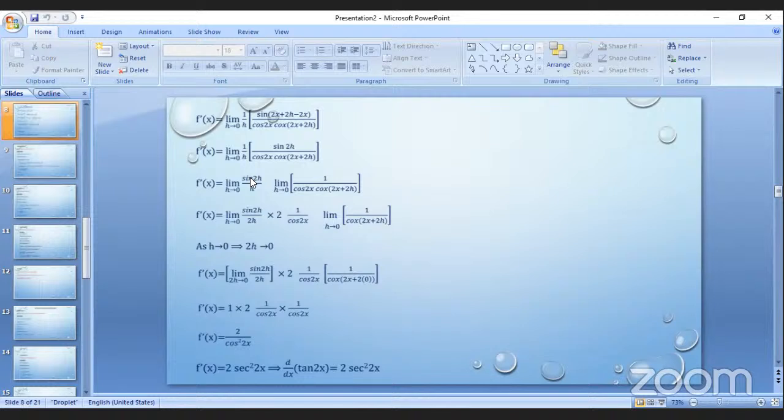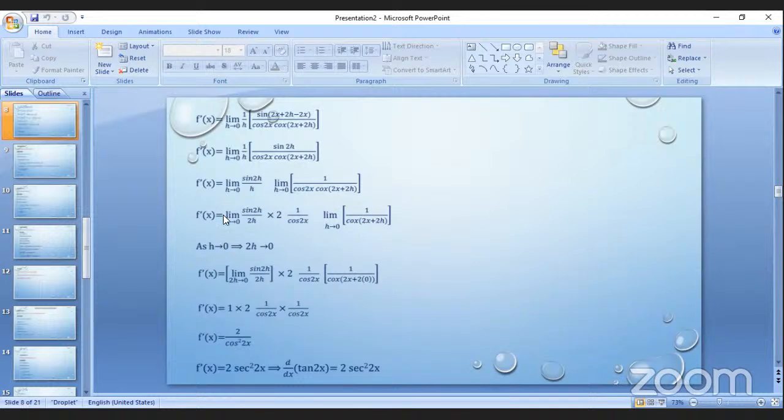Using the property of limits, limit x tends to 0, f(x) into g(x) equals limit x tends to 0 f(x) into limit x tends to 0 g(x). So here, limit h tends to 0, sin 2h by h into limit h tends to 0, 1 by the denominator cos 2x into cos(2x plus 2h).